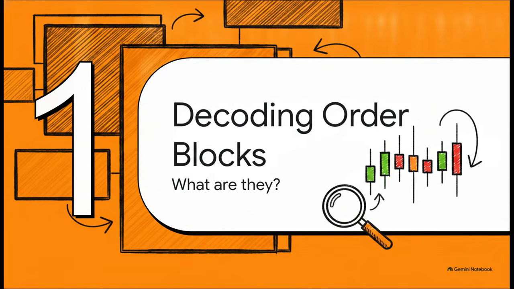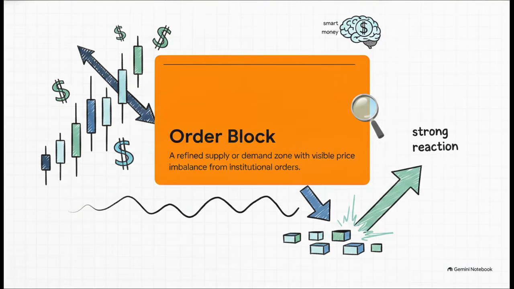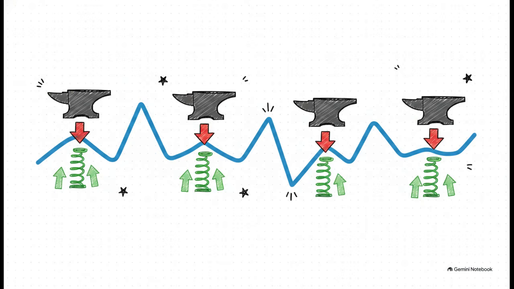All right, let's set the foundation with Section 1, Decoding the Order Block. So an order block is basically a highly refined supply or demand zone where a massive influx of institutional orders creates a visible price imbalance. The absolutely crucial thing to remember here is that order blocks highlight where the real smart money operates. When massive institutions enter the market all at once, they leave behind unfilled orders. The market almost always returns to these specific areas to restore balance, and that's exactly why we expect a strong reaction when price revisits them. It's really the basic rhythm of the market.